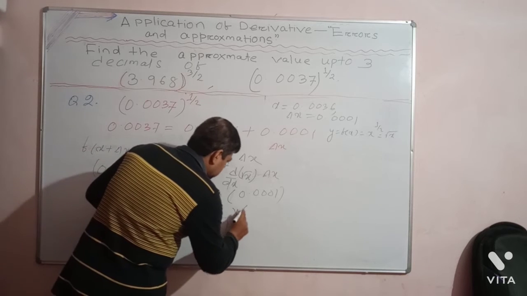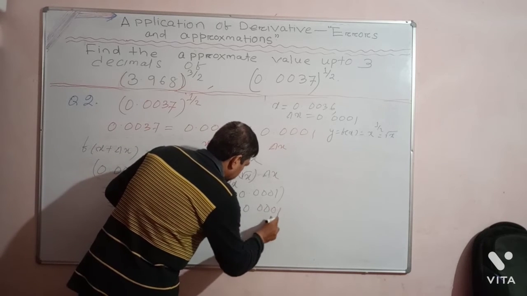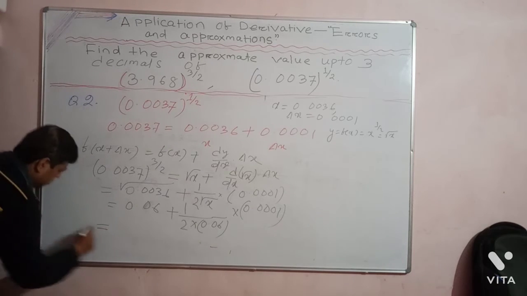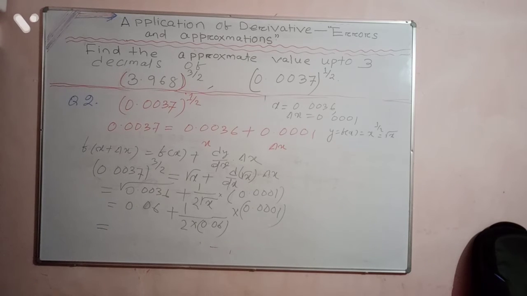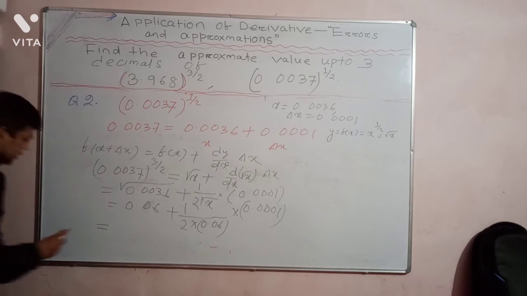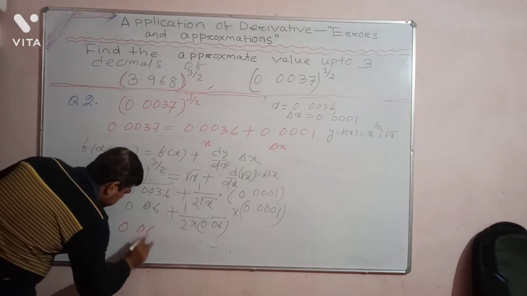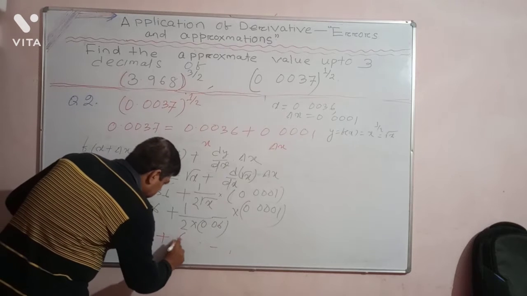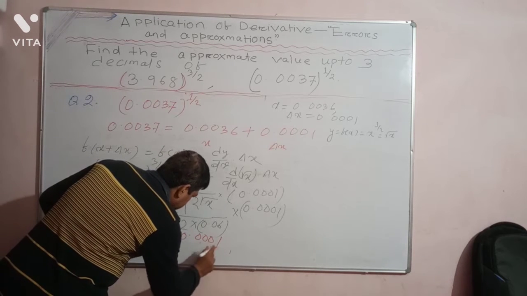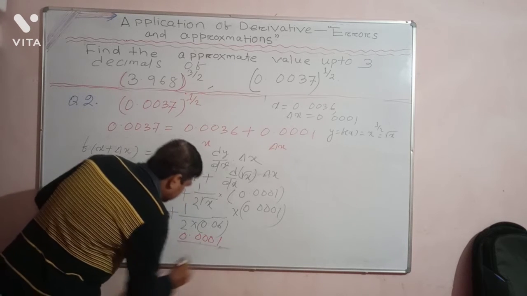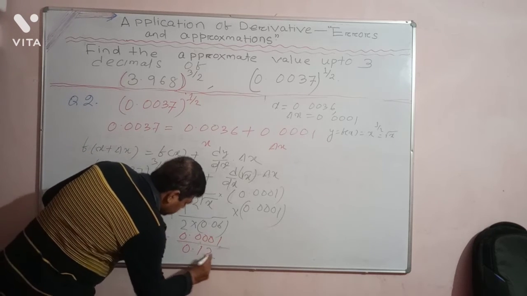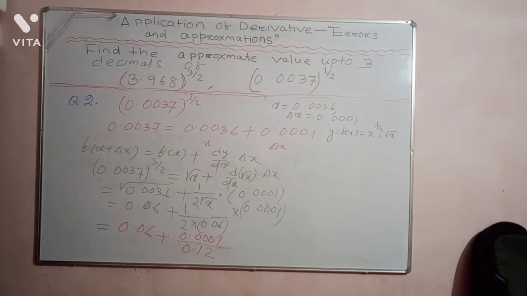into 0.0001, right? Is it clear? And that is equal to 0.06 plus 0.0001 divided by 2 times 6, which is 12, so 0.12. We multiply 2 sixes are 12.